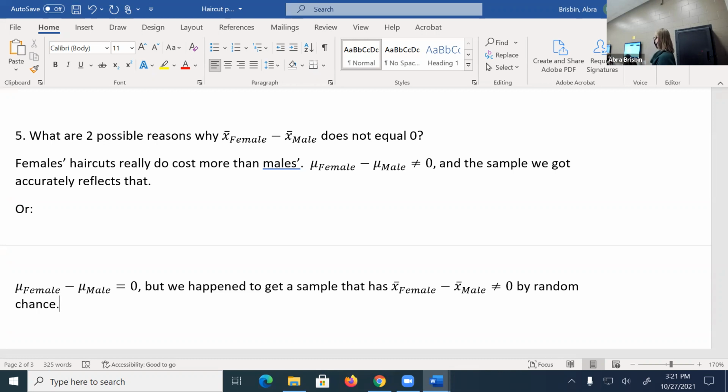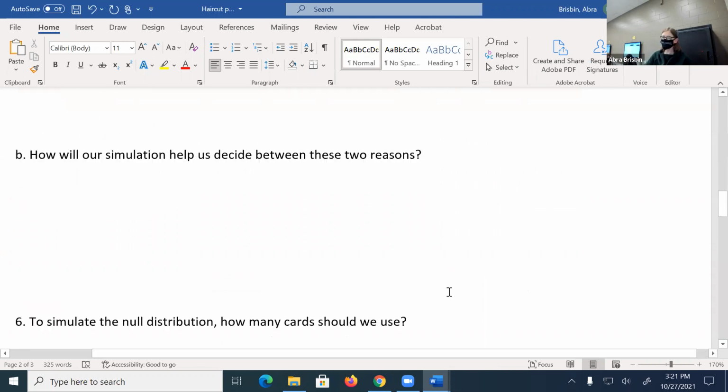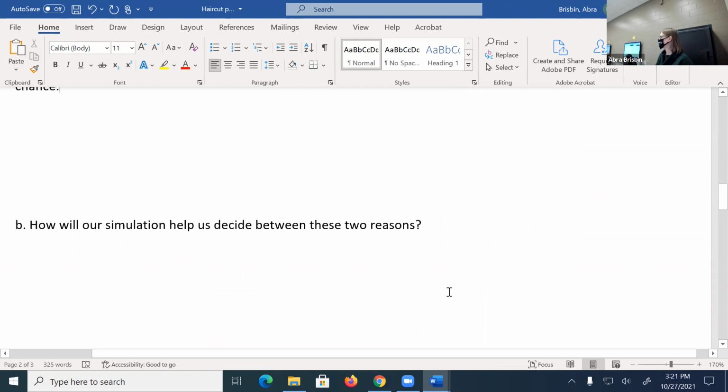Would it be sufficient if we just said because of sampling variation, or do you want us to say something more specific? So I think if you said mu sub female minus mu sub male equals 0, but there is sampling variation, that would be fine. All right. So then how is the applet going to help us decide between those two reasons?